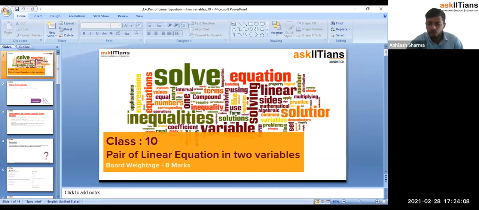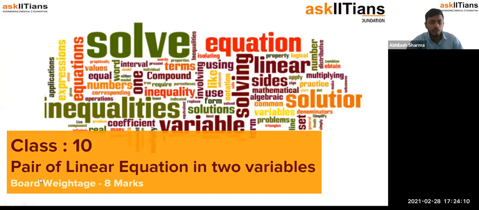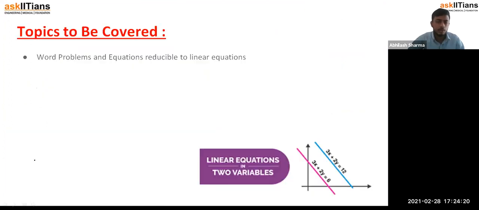Earlier, we have seen all the methods that we have to solve these kinds of equations, including the cross multiplication method, graphical method, substitution method, and elimination method. Now in this chapter we'll be taking a look at some word problems and some equations that are reducible to linear equations. Reducible means that they can be converted to linear equations, then they can be easily solved.